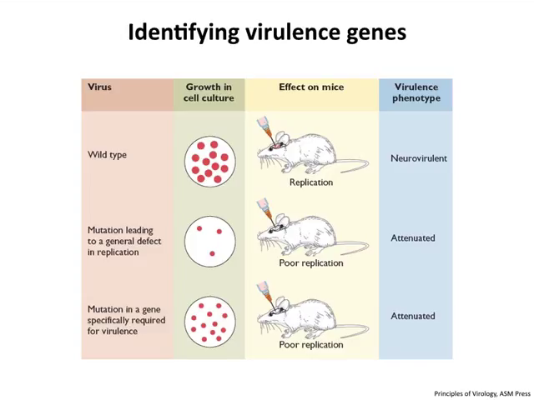So here's an example of how we would identify a viral virulence gene. We take a virus that grows nicely in cell culture. It makes plaques, so we can assay it. And we infect the mice with it, and the virus replicates and it causes paralysis. So this virus is neurovirulent.